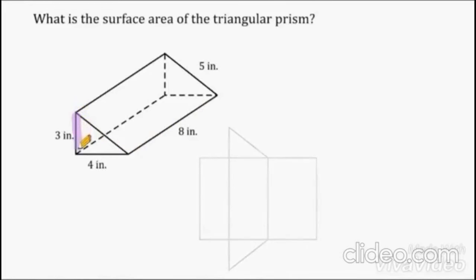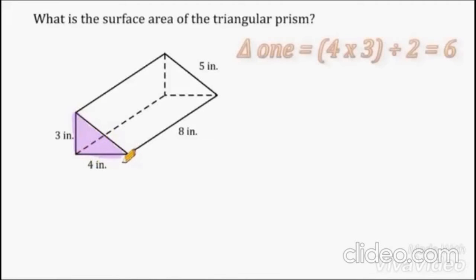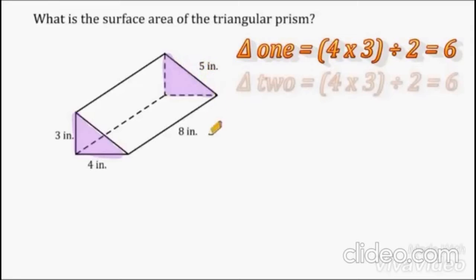So we can see that we have a right triangle here, and the base of this right triangle is 4, and its height is 3. To find the area of any triangle, you multiply its base by its height, and then divide that product by 2. So 4 times 3 is 12, and half of 12 is 6. And because the triangular surface is congruent to the first one, they are going to be equal in area. So if this one has an area of 6, the other one has an area of 6 as well.